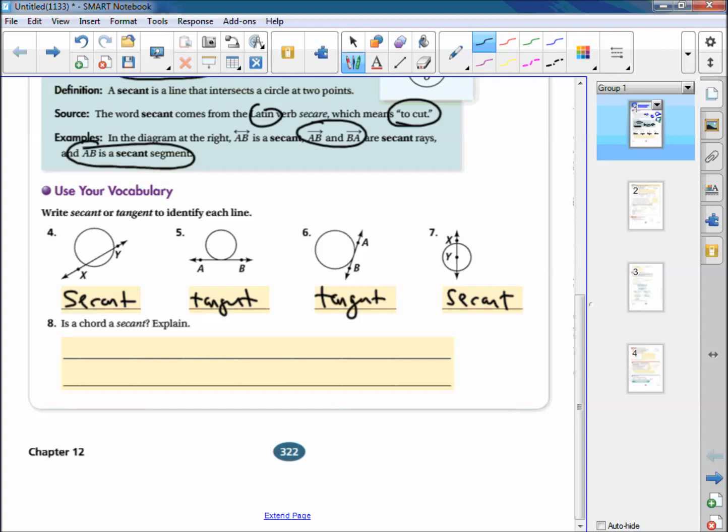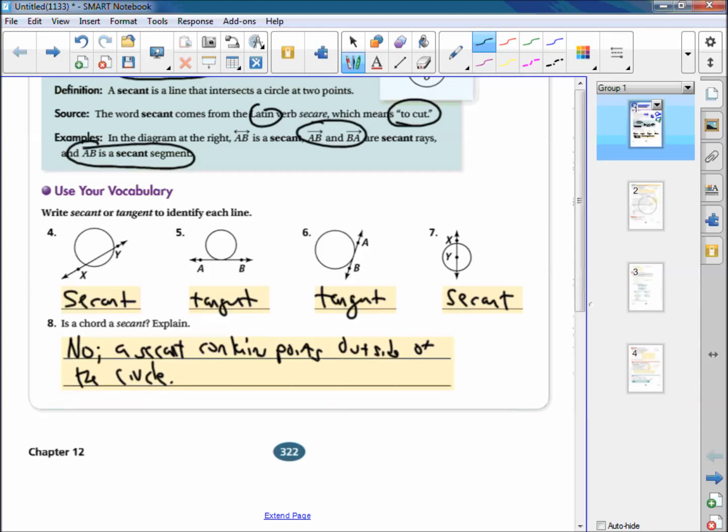So is a chord a secant? So this is actually no. You might say, well, what about a secant segment? Well, yeah, but you could extend it on and it would still be a secant. So this is no. A secant contains points outside of the circle, where a chord does not.